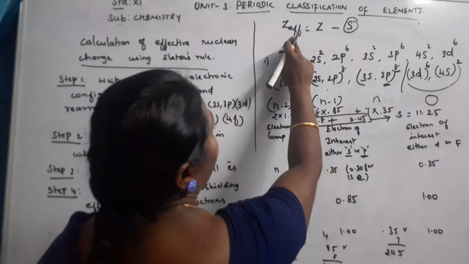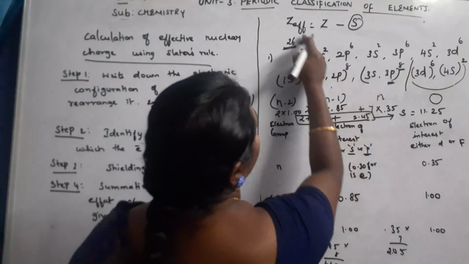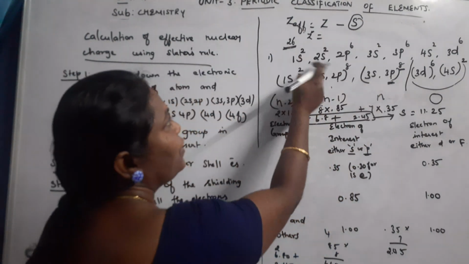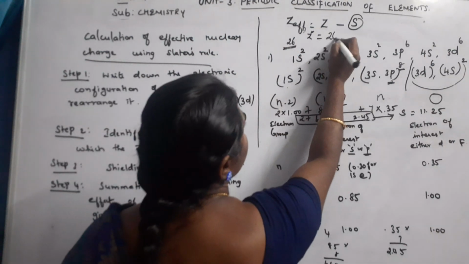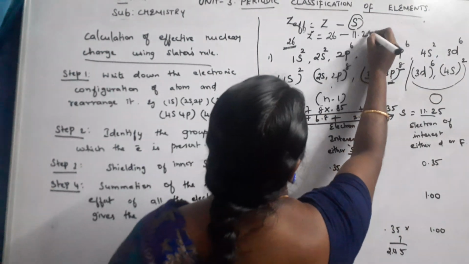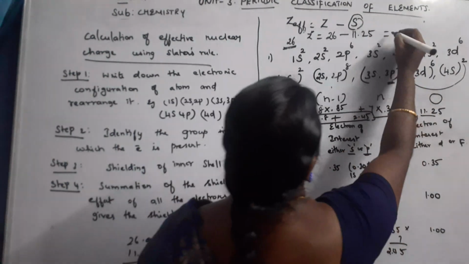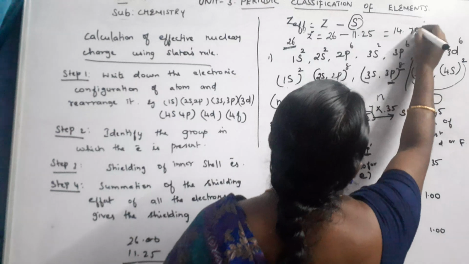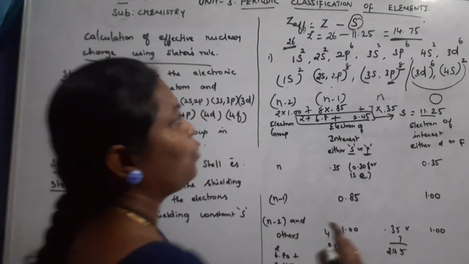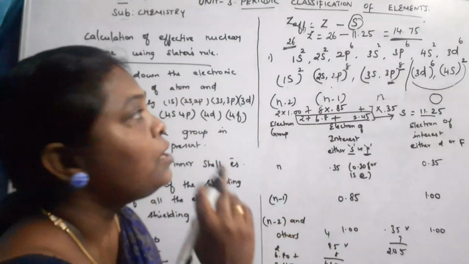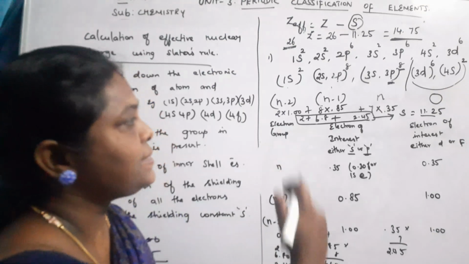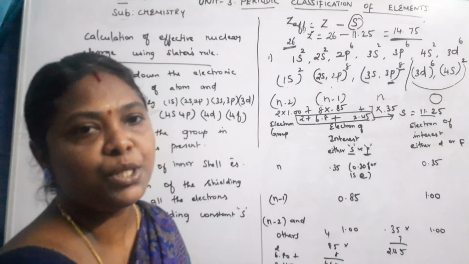But how can we calculate the effective nuclear charge for this? Effective nuclear charge, Z star or Z effective. What is the atomic number I have taken for this? 26. So the atomic number is 26 minus the S value, which is 11.25. Subtracting these two, we get 14.75. So this is the effective nuclear charge experienced by an electron present in the 3p orbital for an atom whose atomic number is 26. Let us see some more examples, then it will be easy for you to understand.